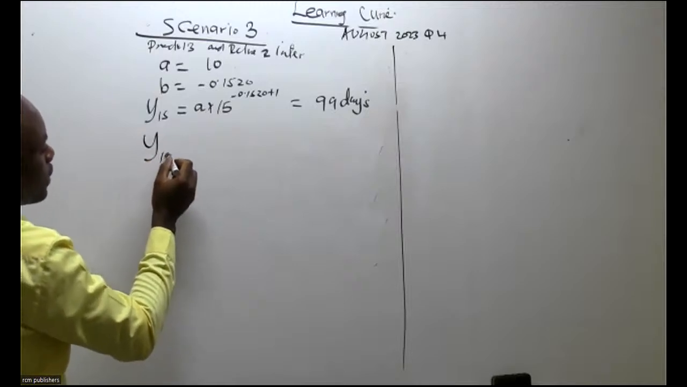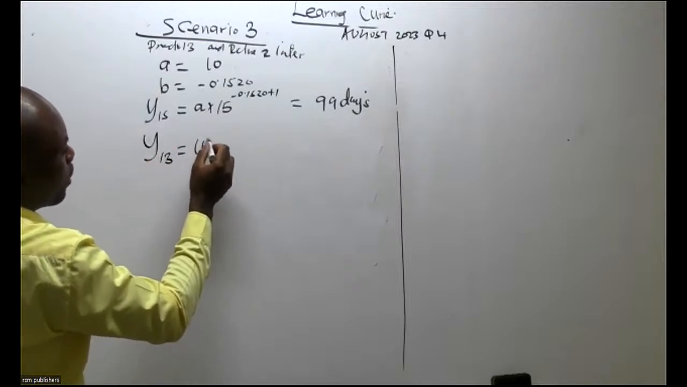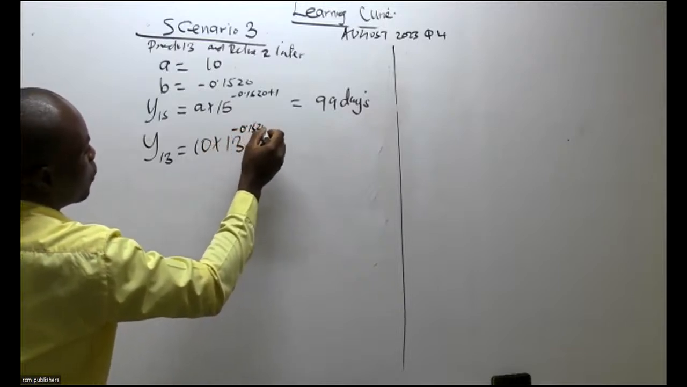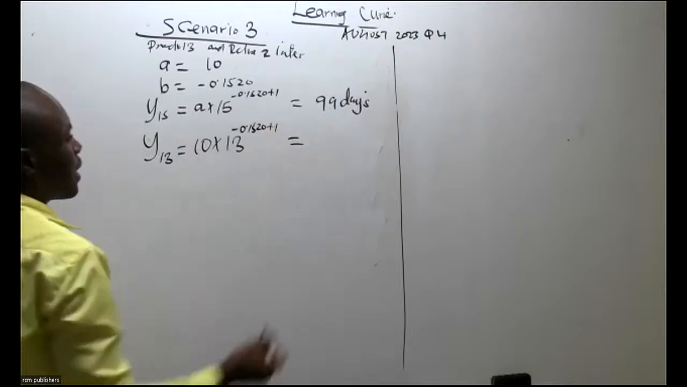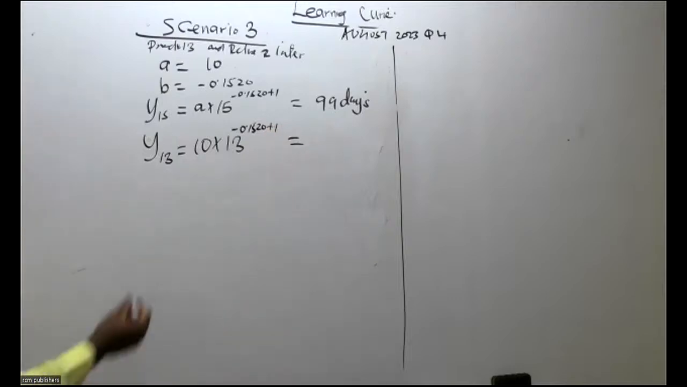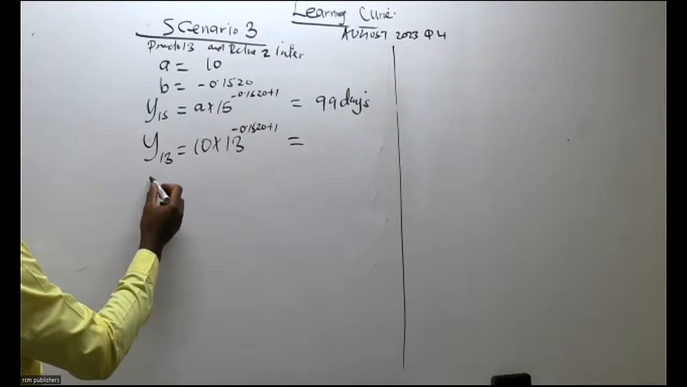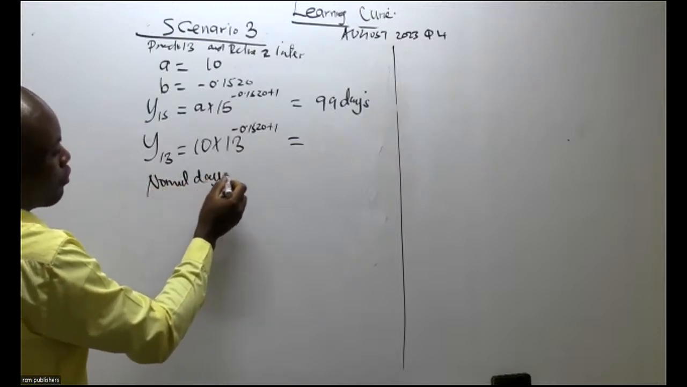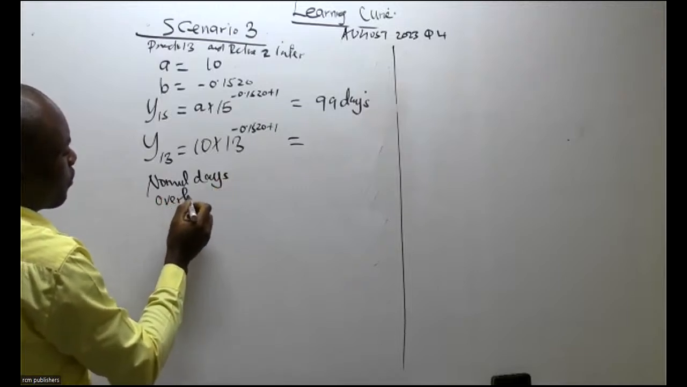So let's first of all get the time taken to produce the first 13. Y at 13 will be equivalent to 10 times 13 raised to the power negative 0.1520 plus 1. Tunapata ngapi?